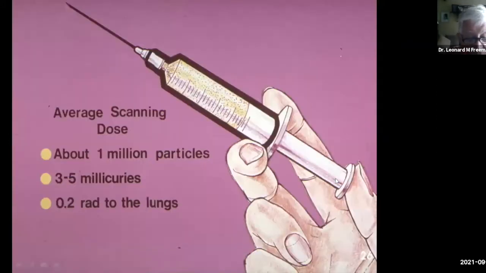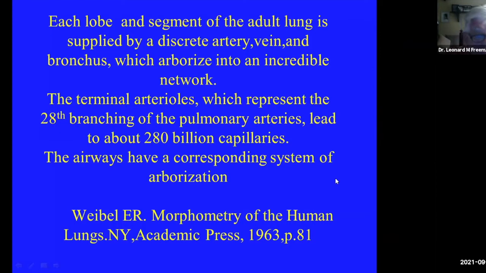So what is our average scanning dose? Well, the average scanning dose, as you see, is about 1 million particles. And we usually inject this in 3 to 5 millicuries, and the dose to the lung is very small. Now, those million particles sound like a lot. It sounds like you're giving the patient pulmonary emboli. But have a look at this.